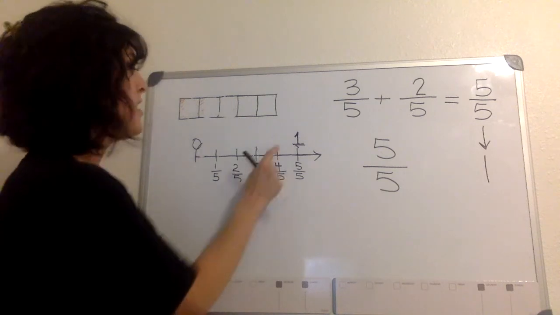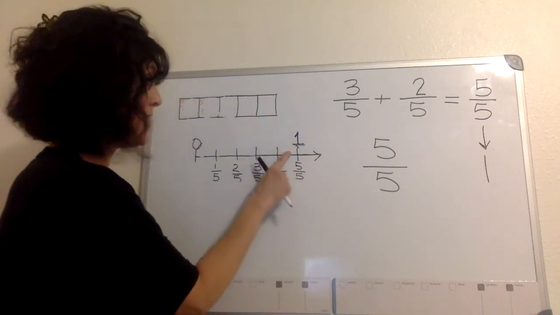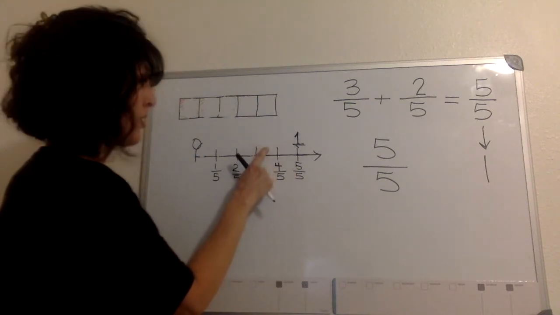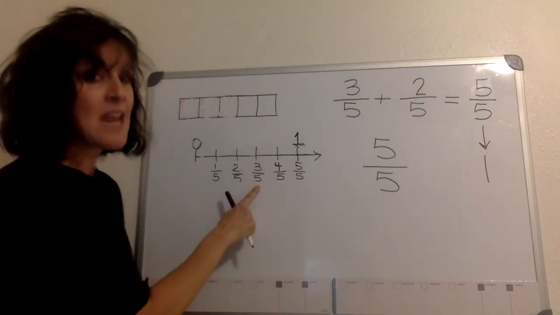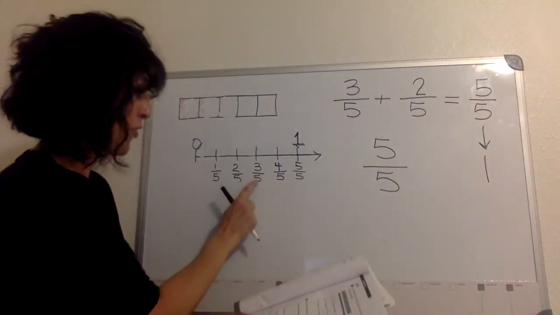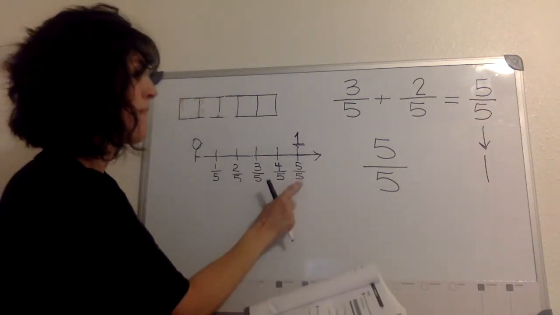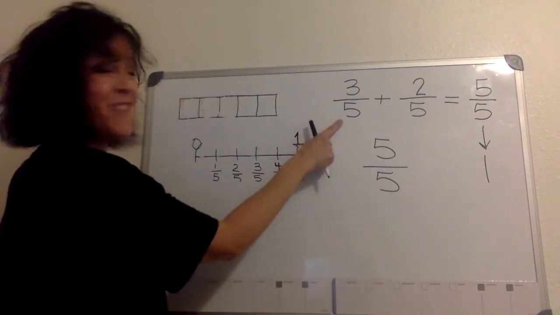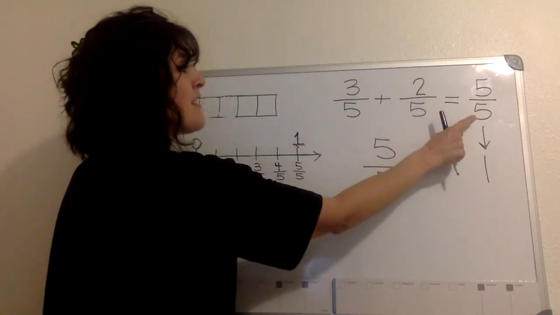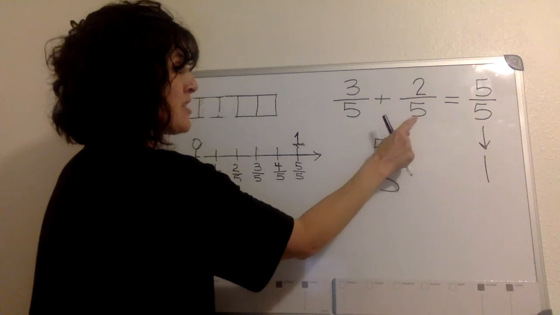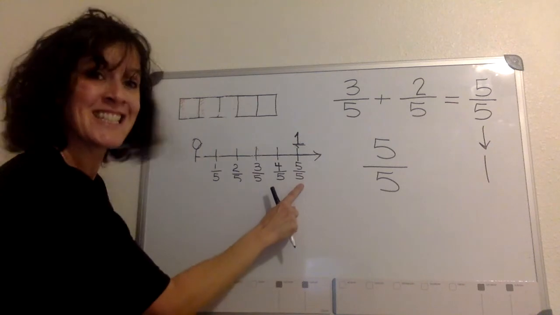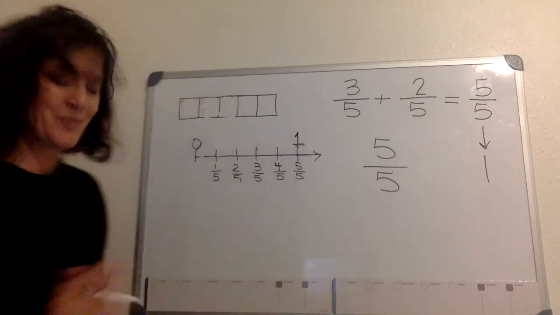Okay, think about it. So here's 1 increment. There's my 5/5. Here's 1 increment, and here's 2 increments. So if we started at 3/5, there are 2 equal increments between 3/5 and 5/5. 3/5 plus 2/5, there's my increment, equals 5/5. Okay, so here's my 2 increments, starting at 3/5, ending up at 5/5, which is 1. All right.